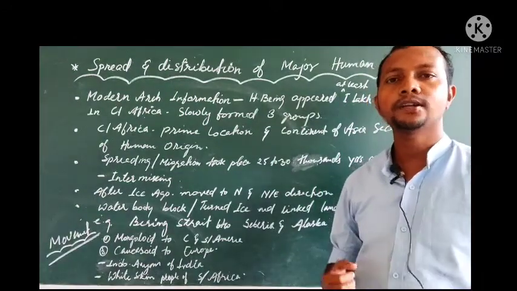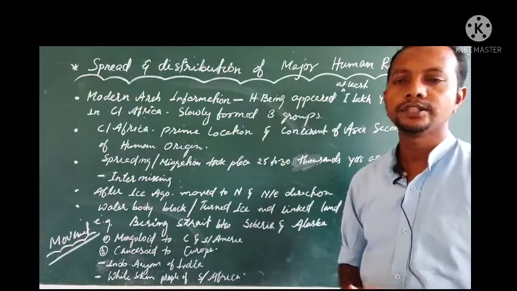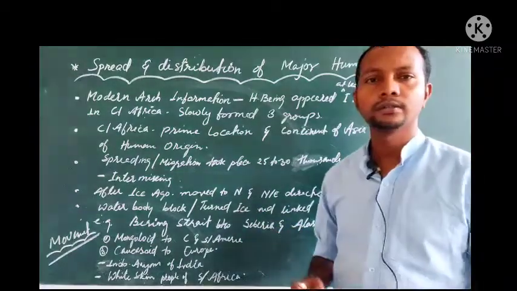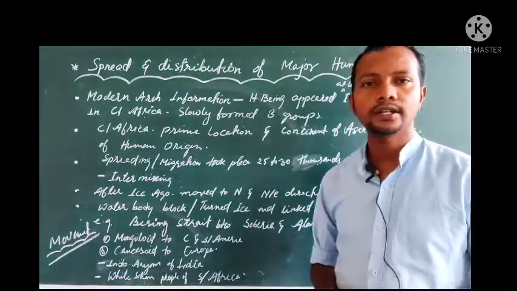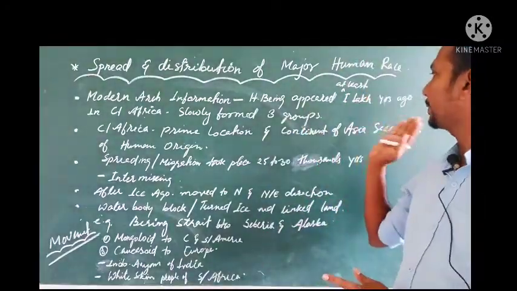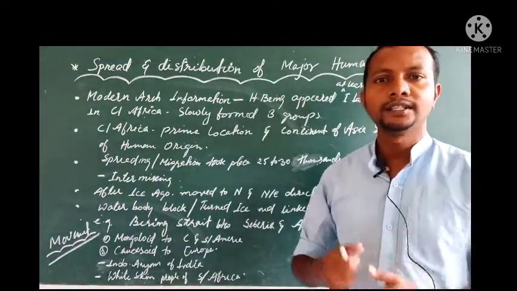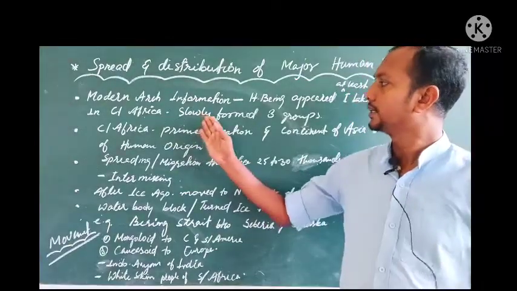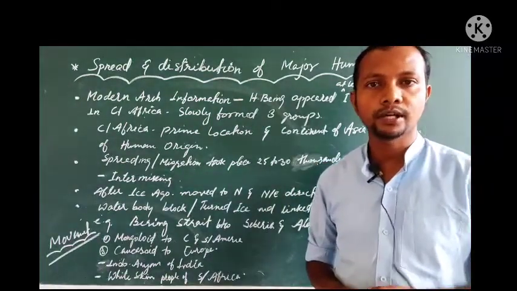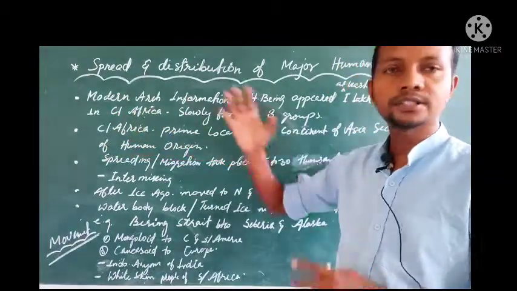Dear friends, we have come across that these three groups of people, three human races, originated. See, the first point itself says, from the information of modern archaeologists, that human beings appeared at least 1 lakh years ago in the central part of Africa. This is more or less the information given to us. And the other information is that slowly they formed three groups, and we have already come across those three groups. And these three groups started spreading.